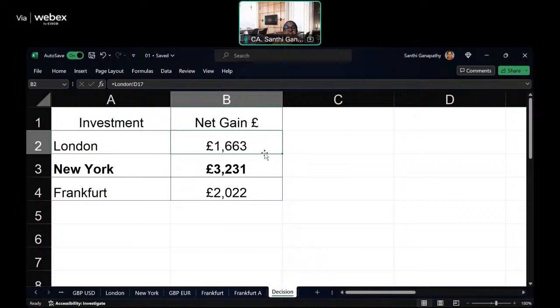London, I'm getting only 1663. Frankfurt, I'm getting only 2022. So New York, I'm getting 3231. I prefer to invest in New York. That is my conclusion. That is my decision.